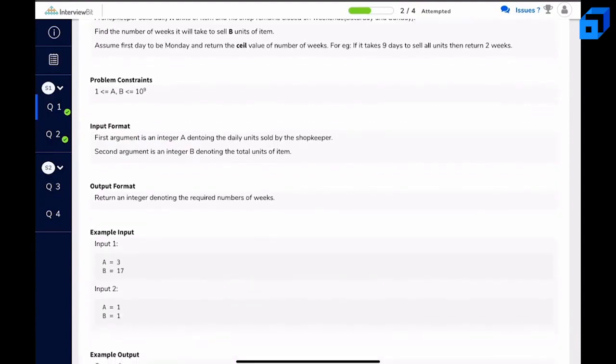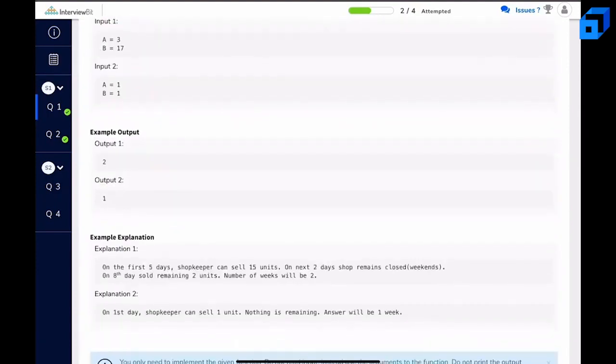So for example, if A is 3 and B is 17, that is, each day we sell 3 items and we need to sell 17 items in total. On the first 5 days, the shopkeeper can sell 15 items. After that, we will have a weekend, which will be Saturday and Sunday. So on the 8th day, we will sell the remaining 2 items. So the number of weeks required is actually 2.